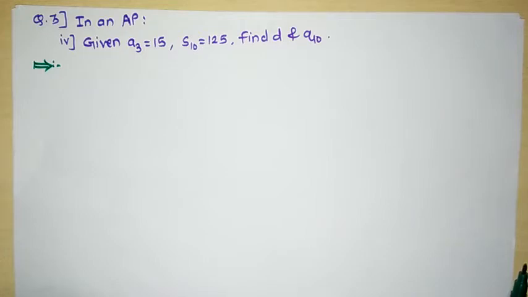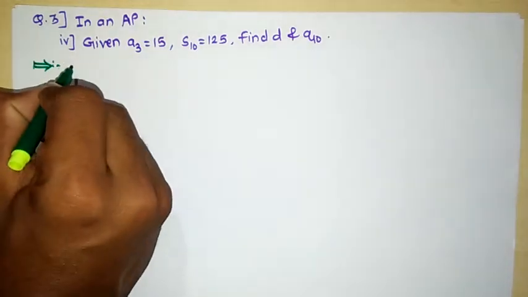Then if we use again the sum of the first 10 terms, that is S10, then also we will get the algebraic expression in the form of a and d only. By solving these two equations, we will get the values of a and d.